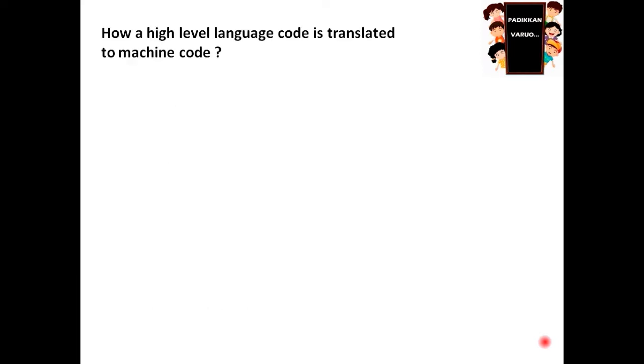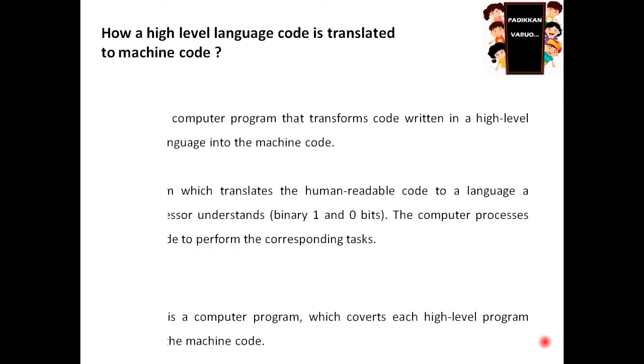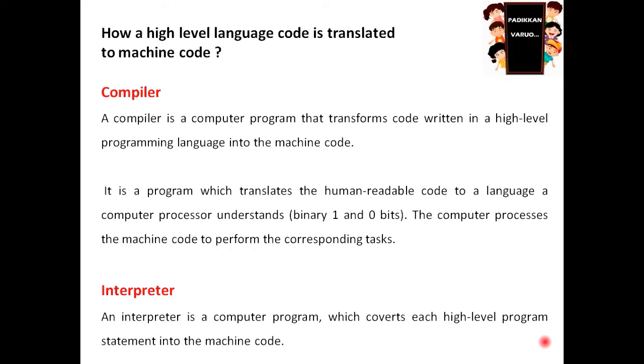How is a high-level language code translated into machine code? We have already discussed how we are translating. We need the help of two system softwares, that is compiler and interpreter, in order to translate a high-level language code into a machine language. A compiler is a computer program that transforms the code written in a high-level programming language like C or C++ into machine code in the form of 1s and 0s.